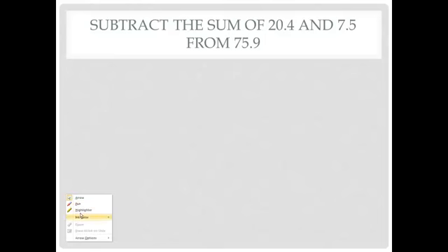So the first problem is to subtract the sum of 20.4 and 7.5 from 75.9. Now the key word here is sum. Sum means to add. So we need to add these two numbers and then subtract that total from 75.9. So I'm going to set that up as 75.9 minus 20.4 plus 7.5. So I'll add those two numbers first.